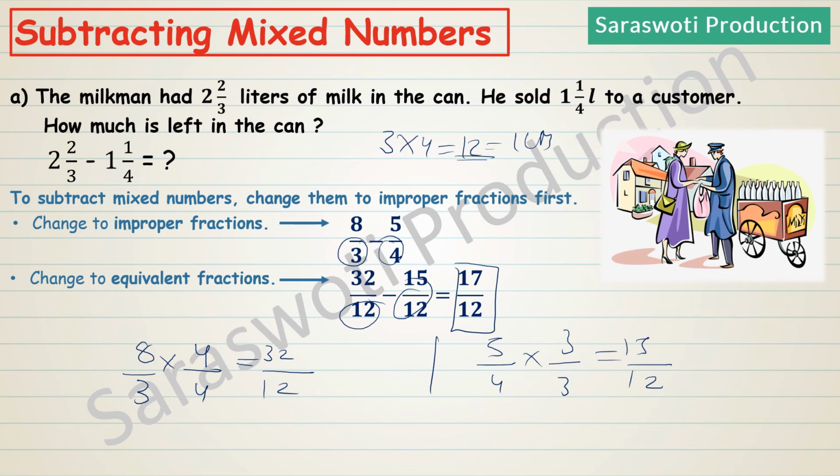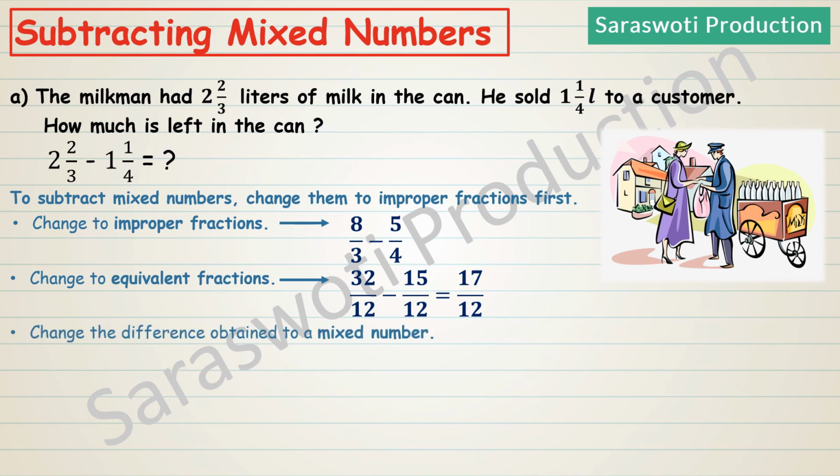Since this answer is in terms of improper fraction, I have to convert it into a mixed number. Before doing that, can I reduce it further to the lowest term? I cannot, because 17 and 12 only have common factor 1. I can't further reduce them. That is my lowest term. Now I convert the improper to a mixed fraction. To change the difference obtained to a mixed number, you have here 17 by 12 is equal to 1 5 by 12.